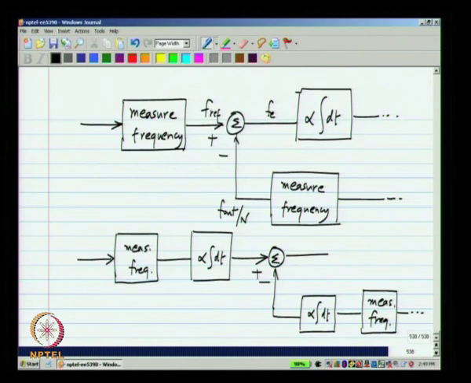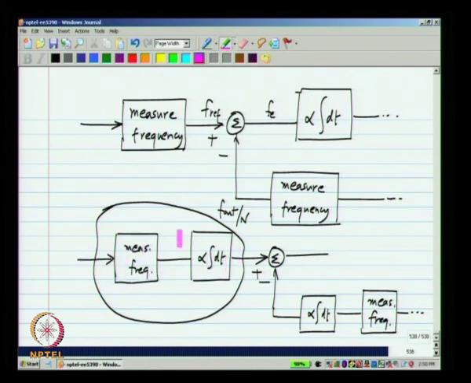Now, what we are doing is we are taking the input signal, measuring the frequency, integrating it, taking the feedback signal from the frequency divider, measuring its frequency and integrating it and taking the difference. What is this entire block doing? It is taking the frequency and integrating it, which is basically measuring the phase of the input.